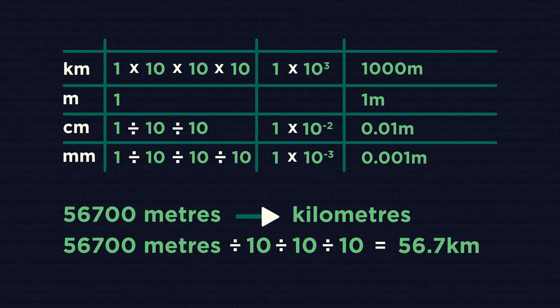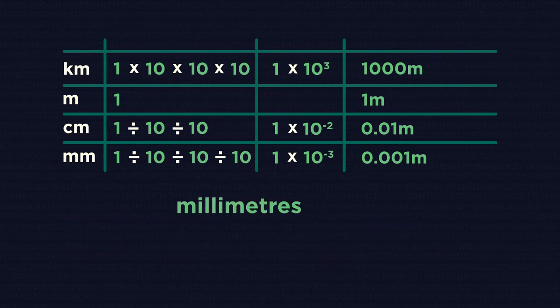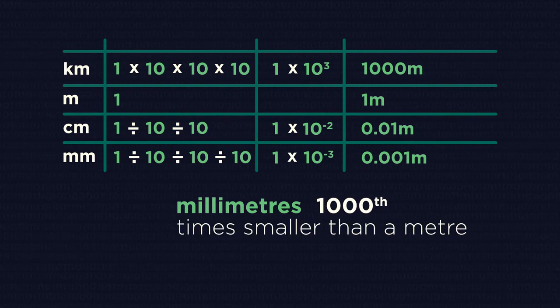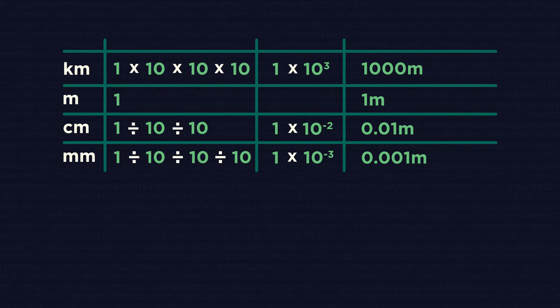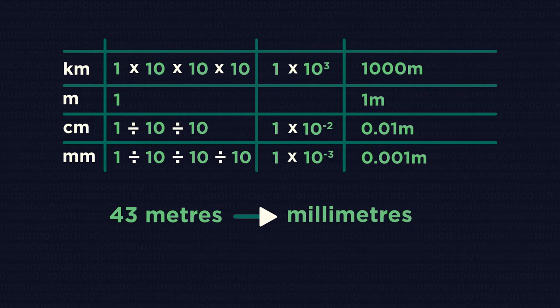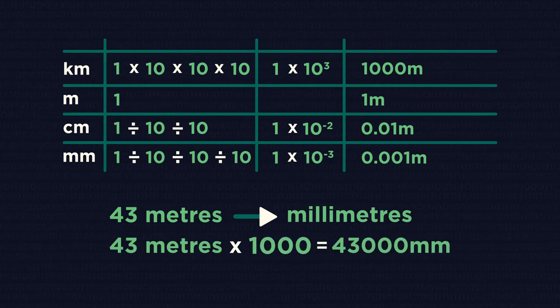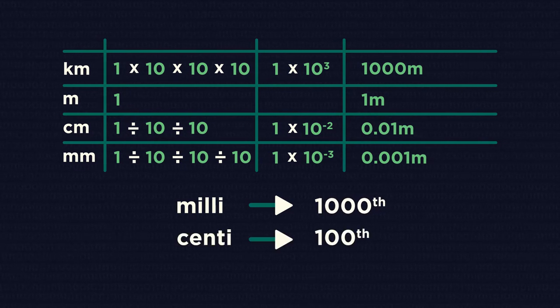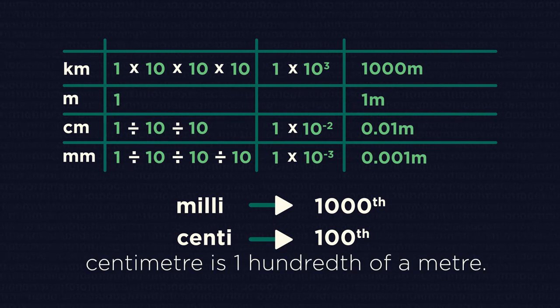Looking at the smaller end of the scale, we have millimeters. The prefix milli denotes a factor of 1,000th. Therefore, a millimeter is 1,000 times smaller than a meter. To convert meters to millimeters, we therefore multiply by 1,000. As the prefix milli means 1,000th, the prefix centi means 1/100th, so a centimeter is 1/100th of a meter.